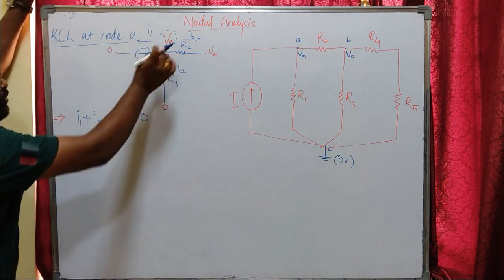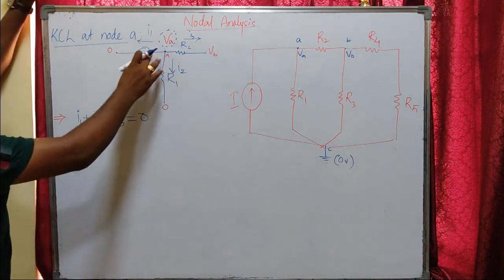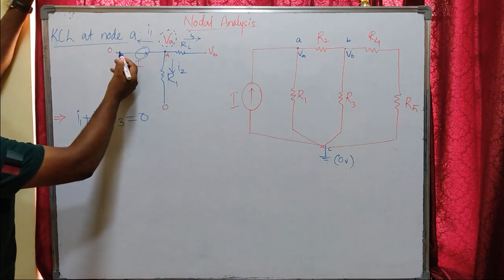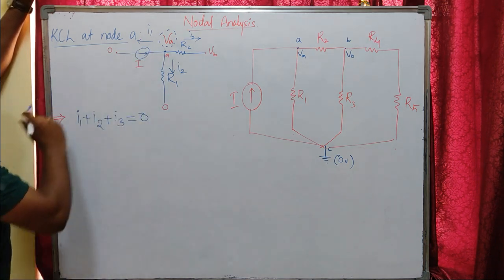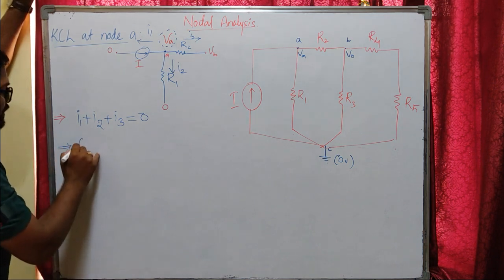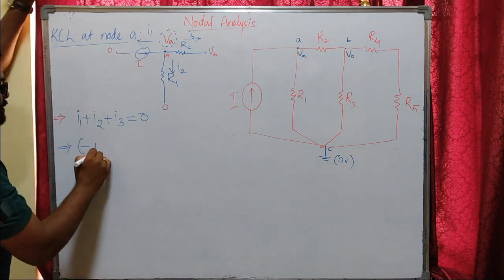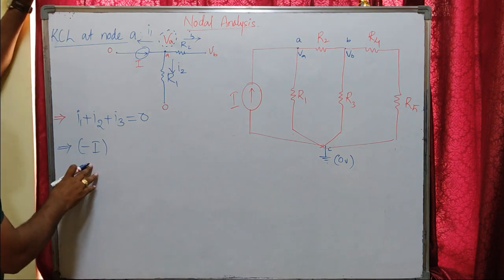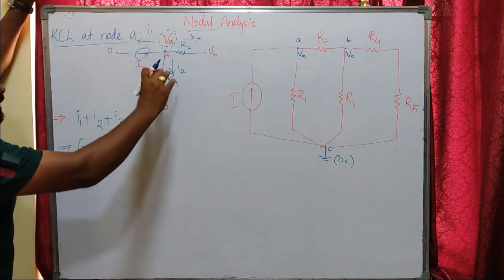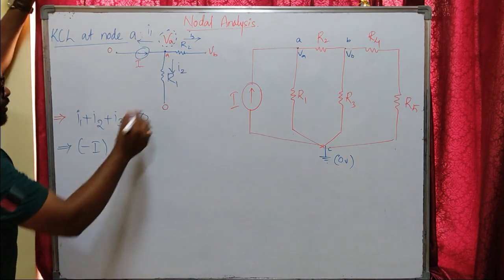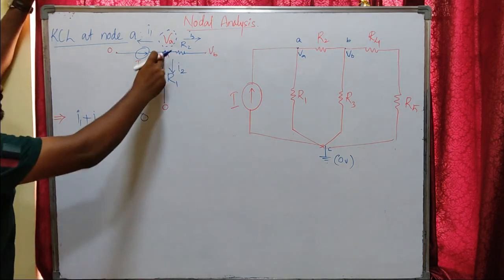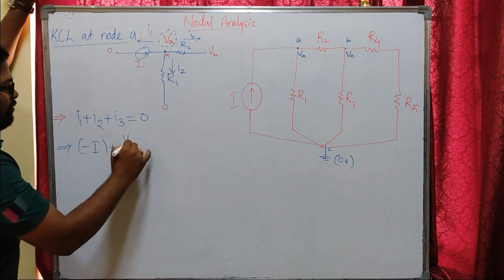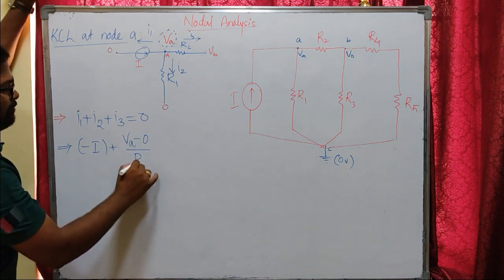The sum of currents at a node is equal to 0. So what is I1 here? I1 is flowing towards left, but here I is flowing towards right. So I1 is nothing but the reverse of I, so I am going to replace it with a negative polarity. So I1 is negative of I. You are already familiar with that, and I am going to write the expression for I2. I2 is the current flowing from VA to 0 through resistor R1, so (VA minus 0) by R1.